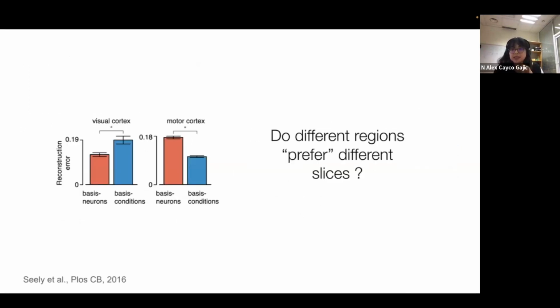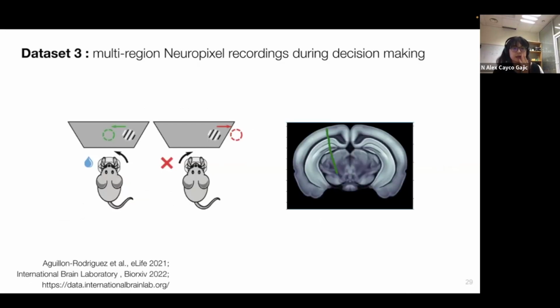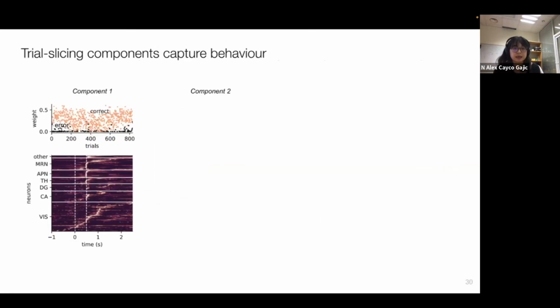Okay, so going back to the idea that different regions might actually prefer different slices. We tried to tackle this question in a data set from the International Brain Laboratory. These are Neuropixel recordings from many different regions during a perceptual decision-making task. And I'll show you all of the components that we find with sliceTCA.